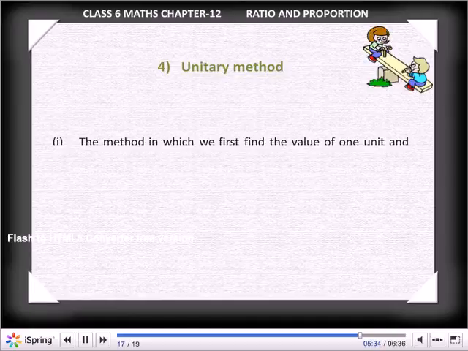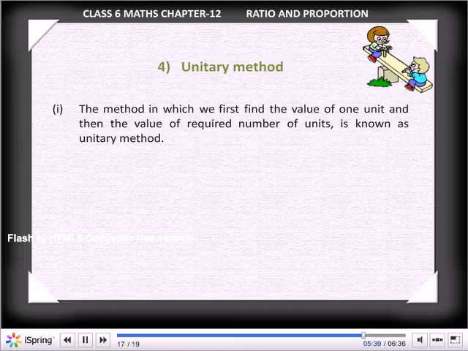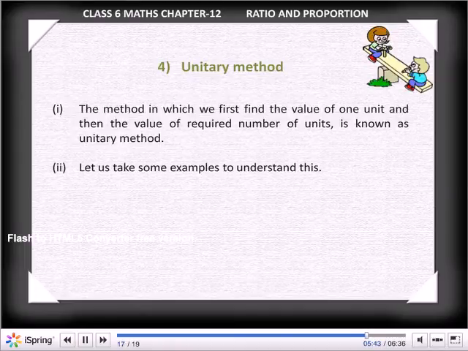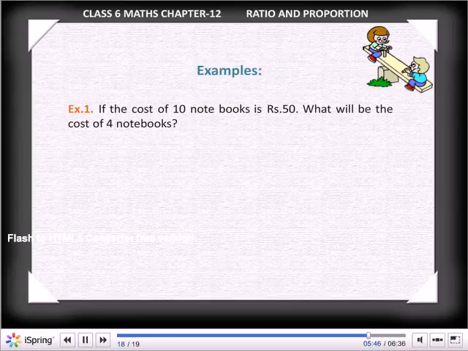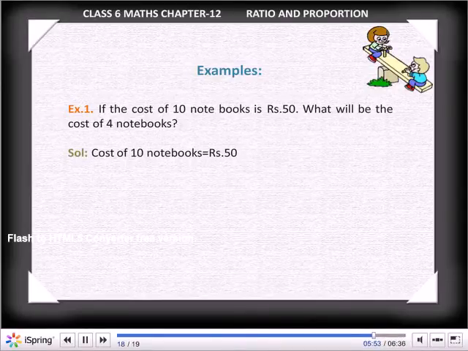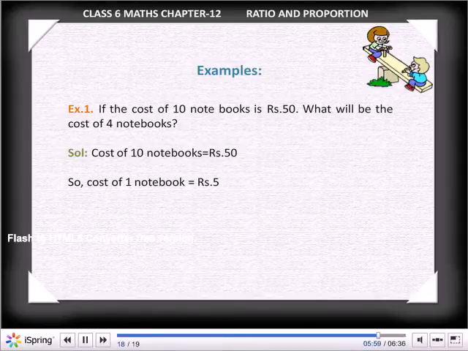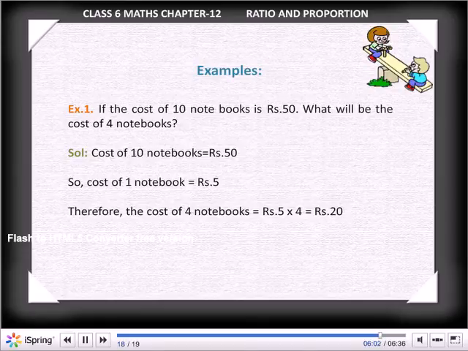Unitary method. The method in which we first find the value of one unit and then the value of required number of units is known as unitary method. Let us take some examples to understand this. Example 1. If the cost of 10 notebooks is rupees 50, what will be the cost of 4 notebooks? Solution. Cost of 10 notebooks is equal to rupees 50. So, cost of 1 notebook is equal to rupees 5. Therefore, the cost of 4 notebooks is equal to 5 into 4 rupees, which is 20 rupees.